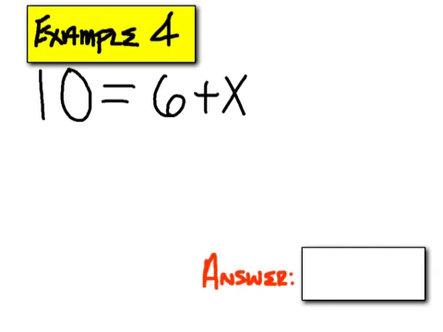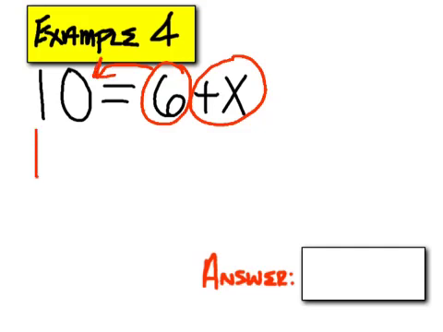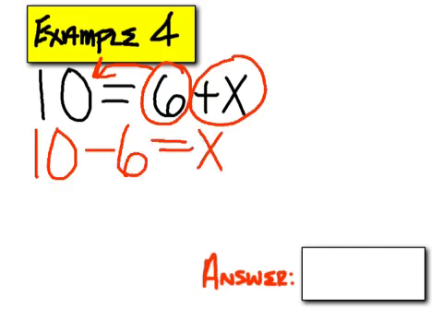Okay, example 4. We have 10 is equal to 6 plus x. Our x is positive in this case, so we're going to leave it. We need to move the 6 to the other side to get our x by itself. When we move the 6 to the other side, it's going to be a negative 6. So our answer is going to be 10 minus 6, which is 4.